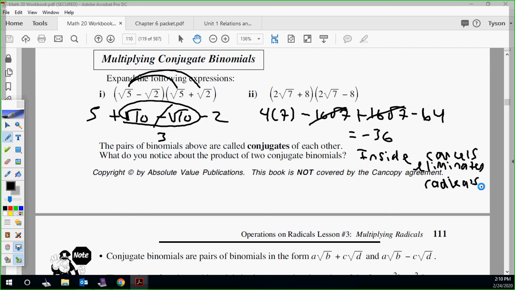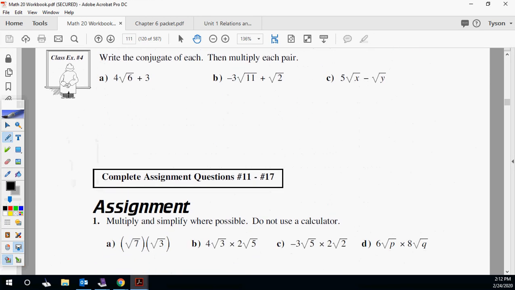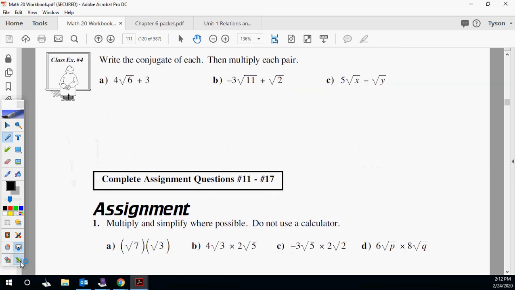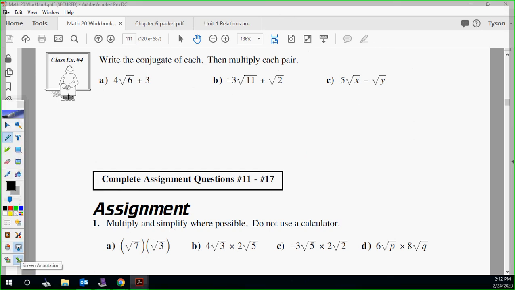All right, so with that, I want you guys to try these three, and then I'll come back and we'll finish them and make sure they're good. Multiply by the conjugate for all three of these and see if you can get them to clean up there.